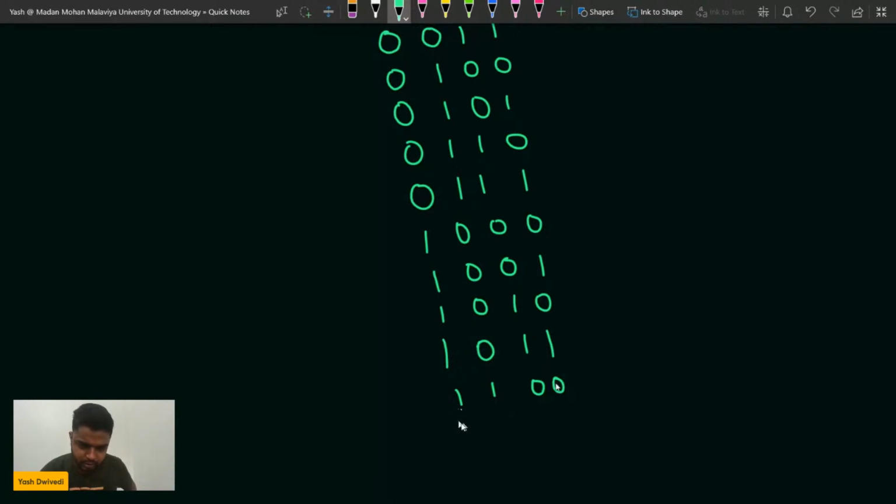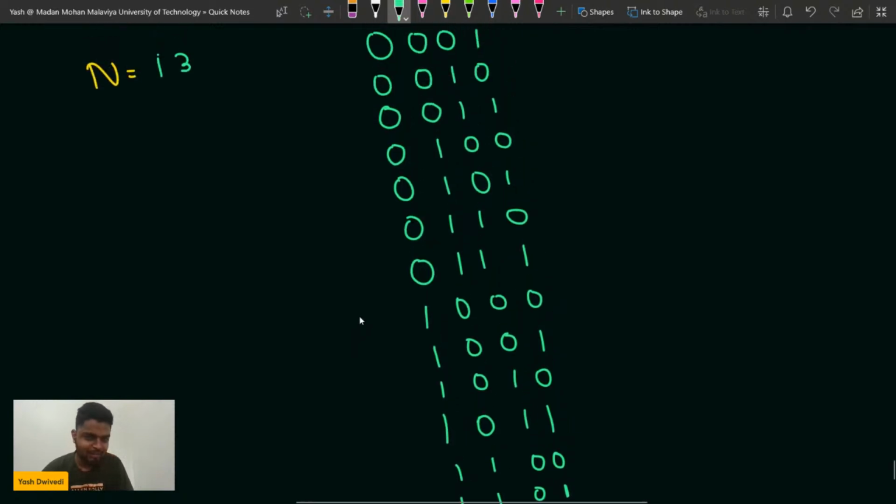And how do I write 13 here? 1 1 0 1. Am I correct, guys? Please write yes or no. Help me out with this. Okay, is that part clear till now?